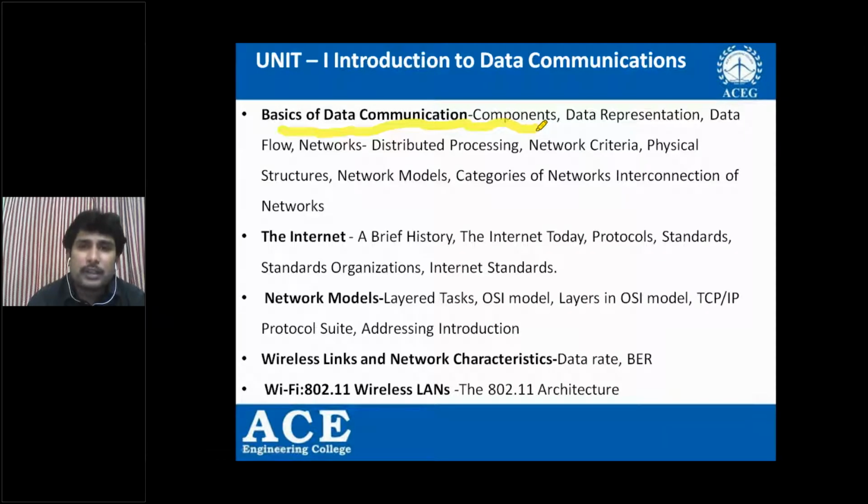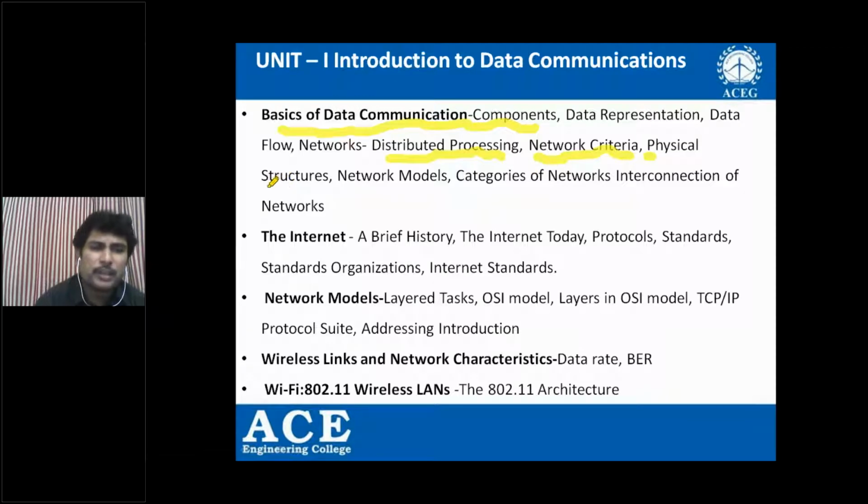Then the different data flows possible in data communication. Then we'll try to understand what you mean by a network. What are the different types of networks? How do you evaluate a network? Then what do you mean by distributed processing? The evaluation of a network is done by certain parameters called network criteria. And then we categorize our networks by using certain physical structures.